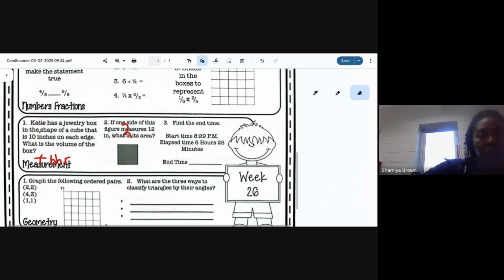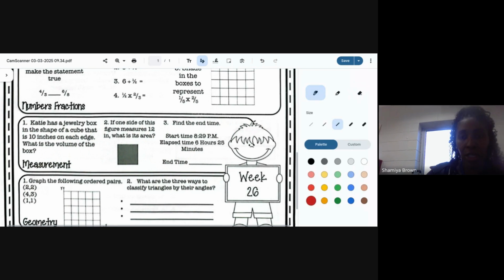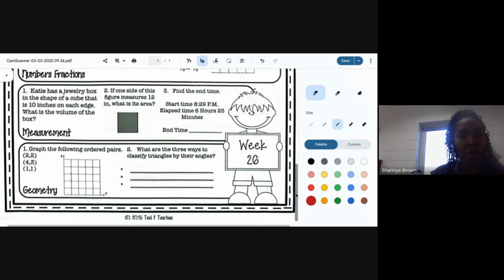And I'll go ahead and do the bottom, section 4. Section 4 says graph the following ordered pairs. So the first ordered pair is 2, 2. So I need to go over 2 and up 2. So if I start here, I count over 1, 2, and I go up 2 as well, 1, 2. So my point would be here.